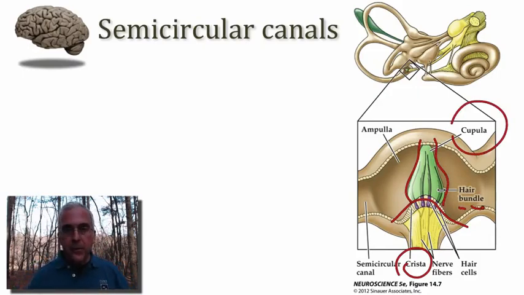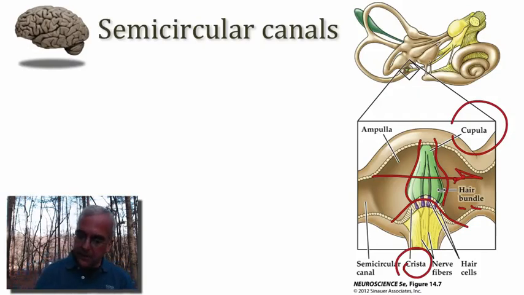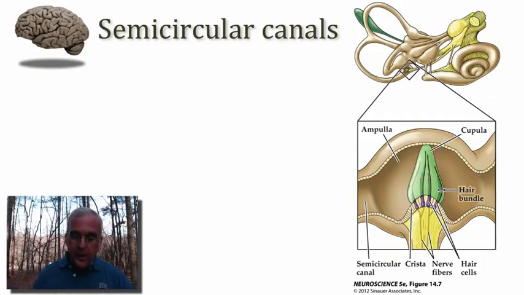Now again, there's no axis of symmetry that bisects the sensory epithelium as we saw in our otoliths. So there's simply one axis for depolarization that's present in a crista of a semicircular canal. Now this cupula creates a barrier to the flow of endolymph.